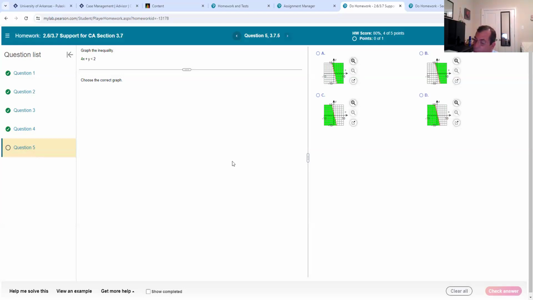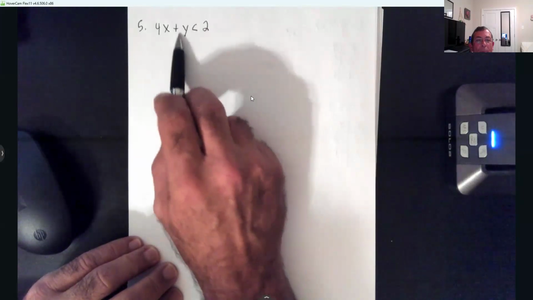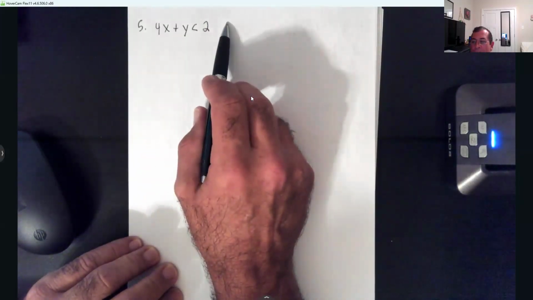All right, you know they're always going to make one where you actually got to solve it, okay? So 5 is 4x plus a y is less than 2. So we got to solve this one before we can actually graph it. So y'all, the only thing is I want the y over here by itself. So this 4x has to move over here.